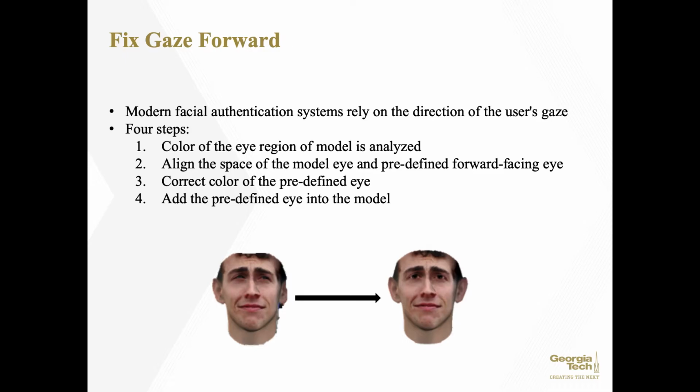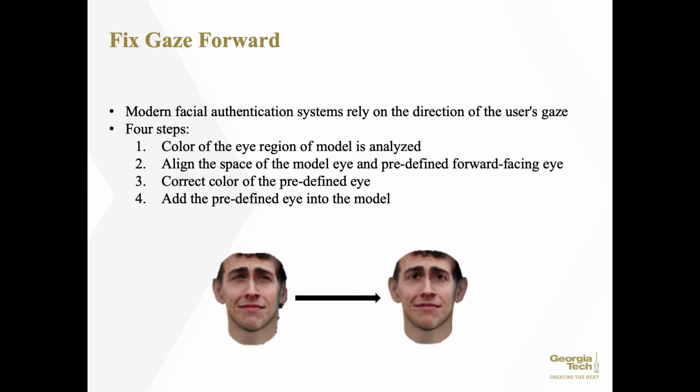Now, we have a textured model, but the gaze might not be facing forward. And this is important because a lot of authentication systems rely on the direction of the user's gaze. They expect the user to be facing the camera. So there are 4 steps that we go through in order to correct the gaze.